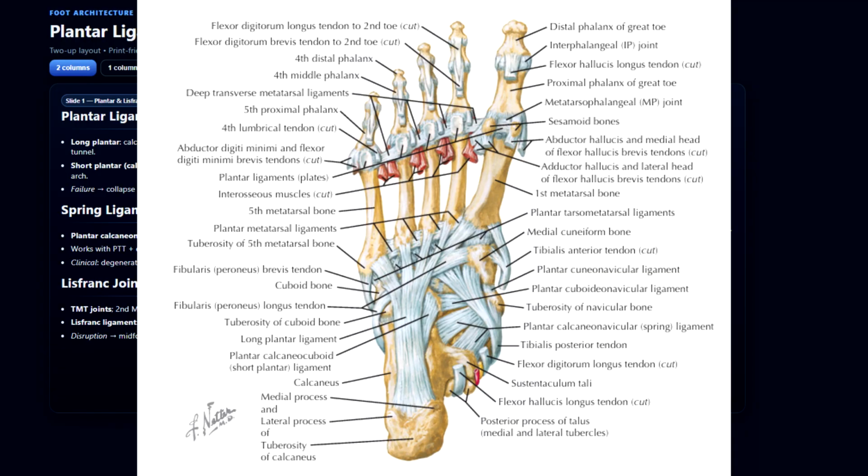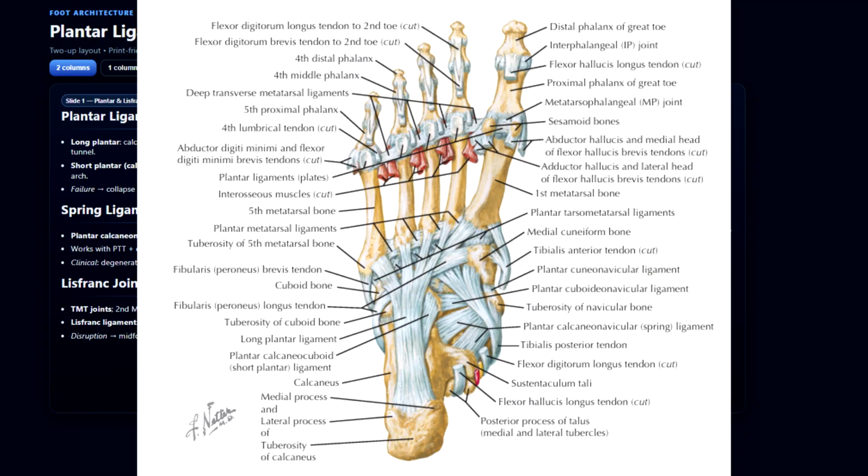Clinically, sesamoid injuries, whether stress fractures, osteonecrosis, or sesamoiditis, are notorious causes of forefoot pain, particularly in runners and ballerinas. The sesamoids are also critical landmarks during bunion surgery, as malalignment of the sesamoids contributes to recurrence of hallux valgus deformity.